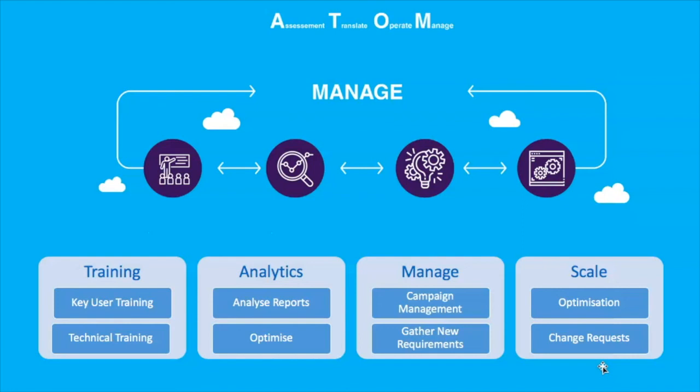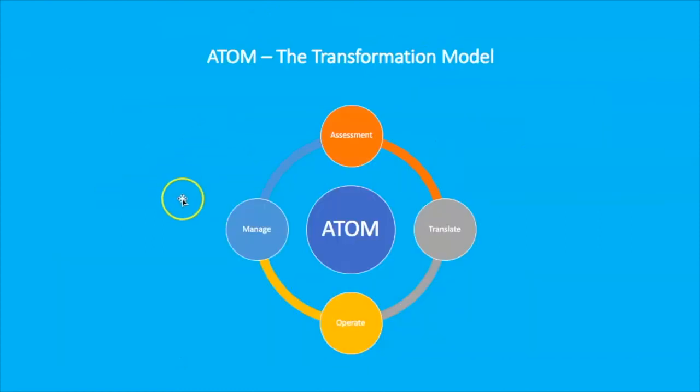So this is what my objective was: to show you how Assessment, Translate, Operate, and Manage could be an easier way to understand the different steps and requirements of an end-to-end marketing automation campaign or automation requirement. And with this, I hope I have been able to help you.